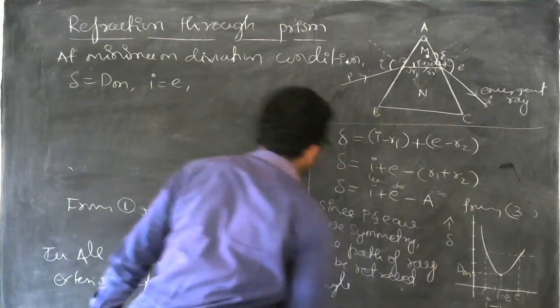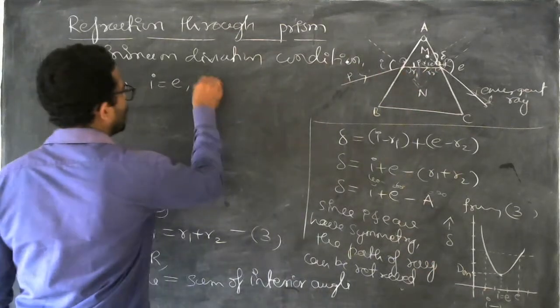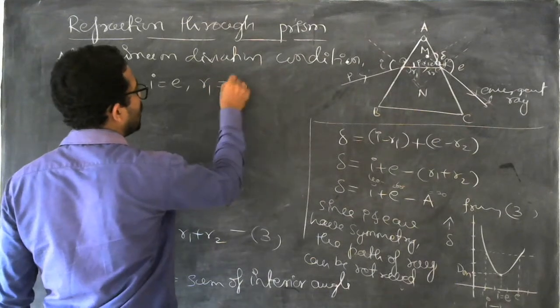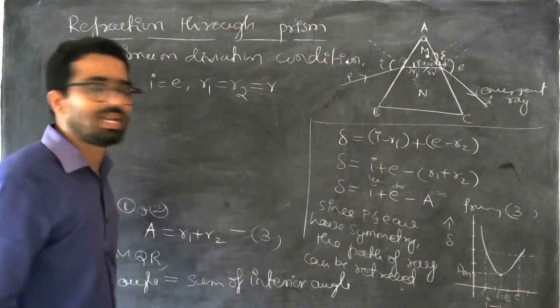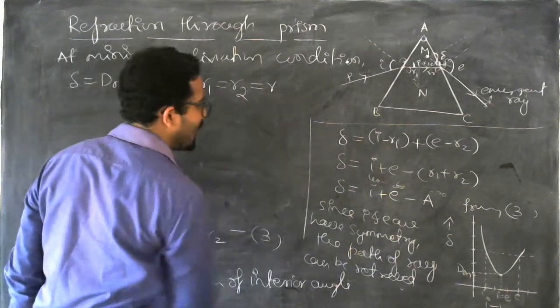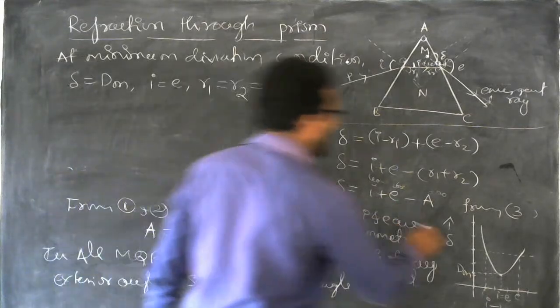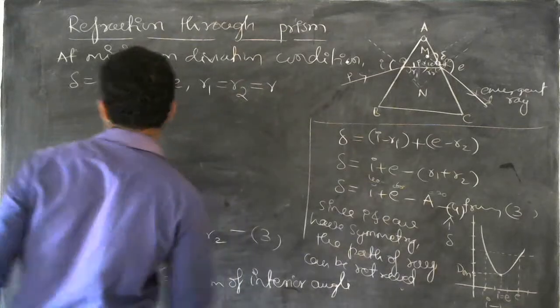At the minimum deviation condition, R1 will be equal to R2. I can simply, or as a general form, take R. So using this result, we can manipulate this. Let's write equation number 4.